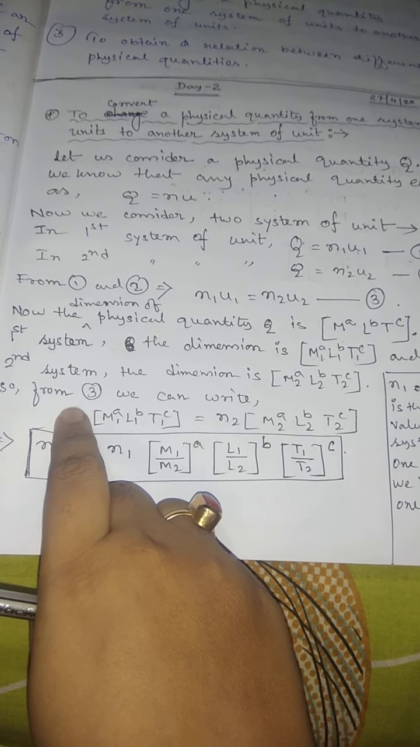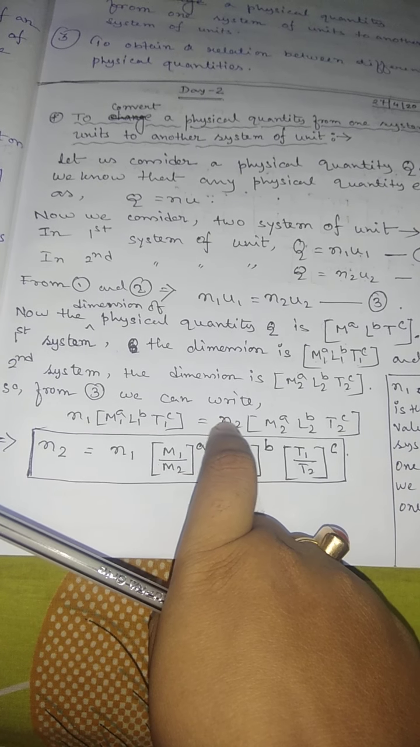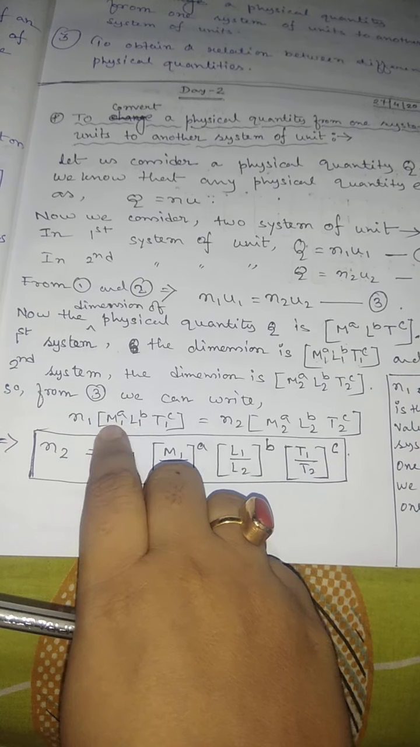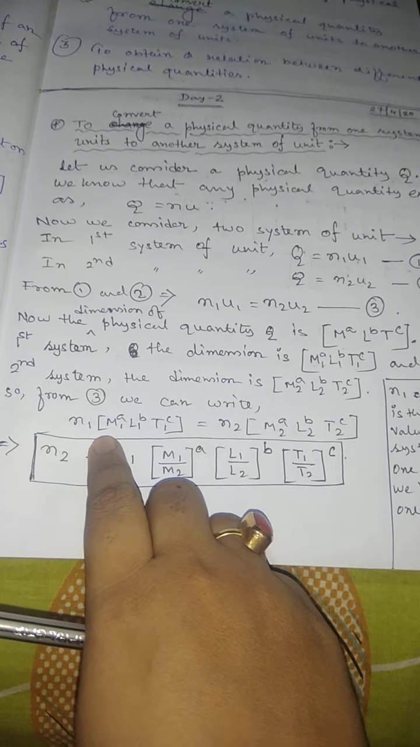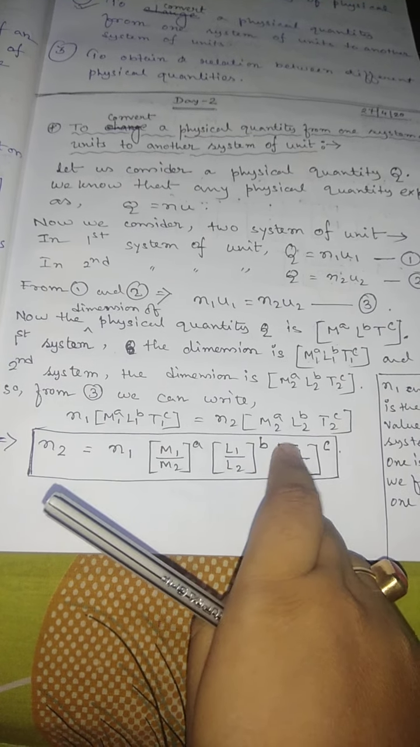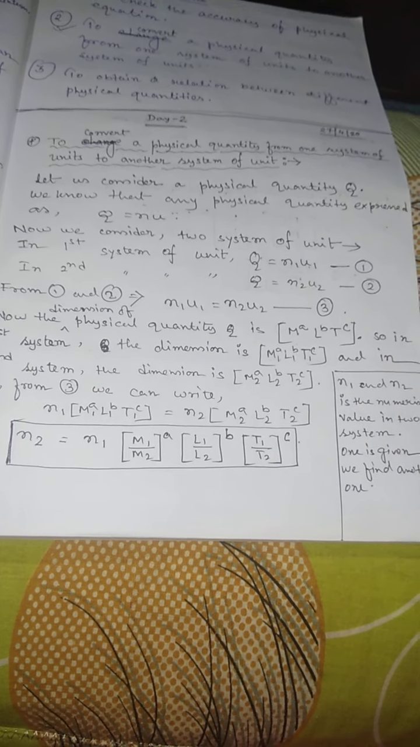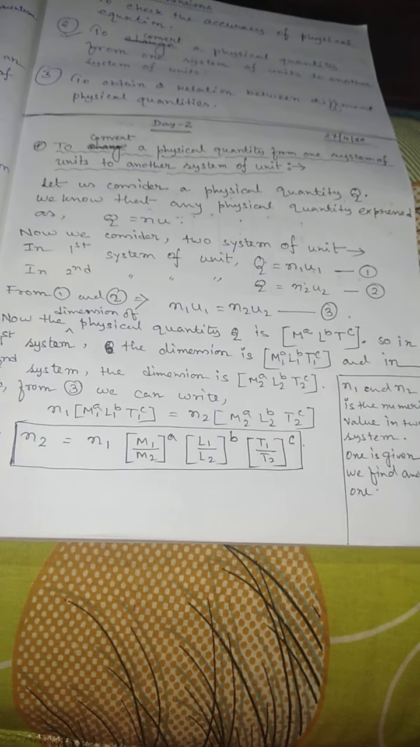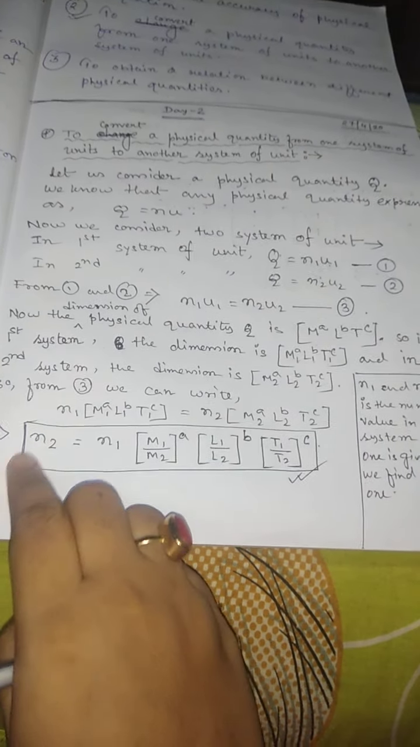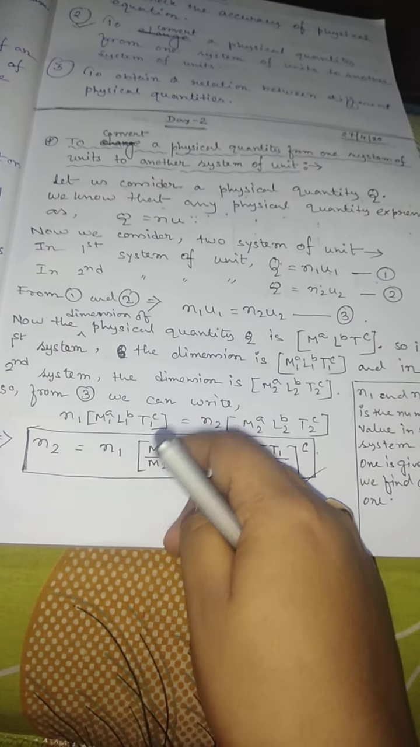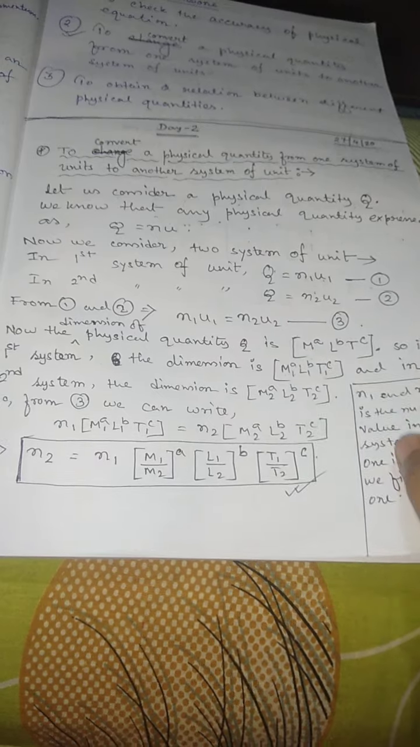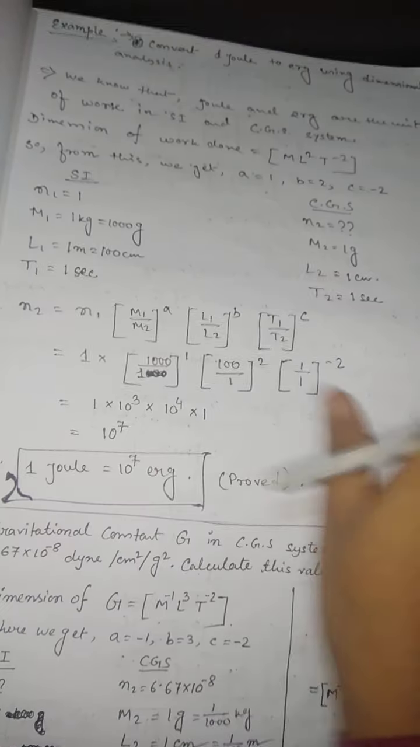Suppose we know the value of N1 and we find out the value of N2. So N2 equals N1 times M1 by M2 to the power a, L1 by L2 to the power b, T1 by T2 to the power c. N1 and N2 are the numerical values in the two systems. One is given, and the other we find out using this formula. Similarly, if we find N1, then N1 equals N2 times M2 by M1 to the power a, L2 by L1 to the power b, T2 by T1 to the power c. Okay, now let's talk about one example.